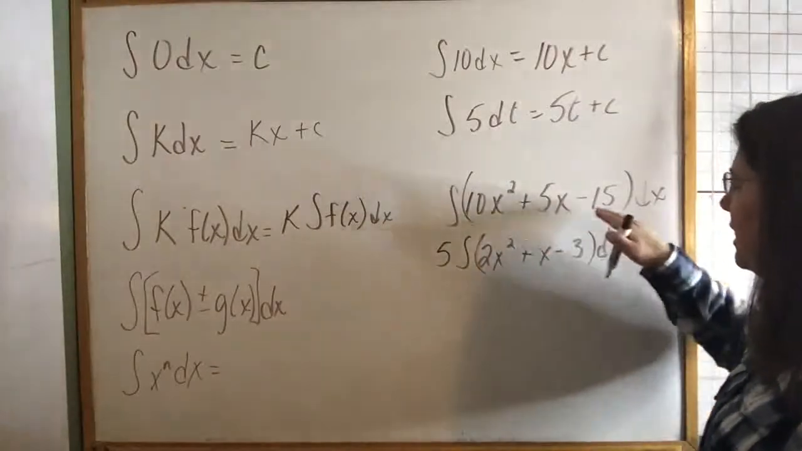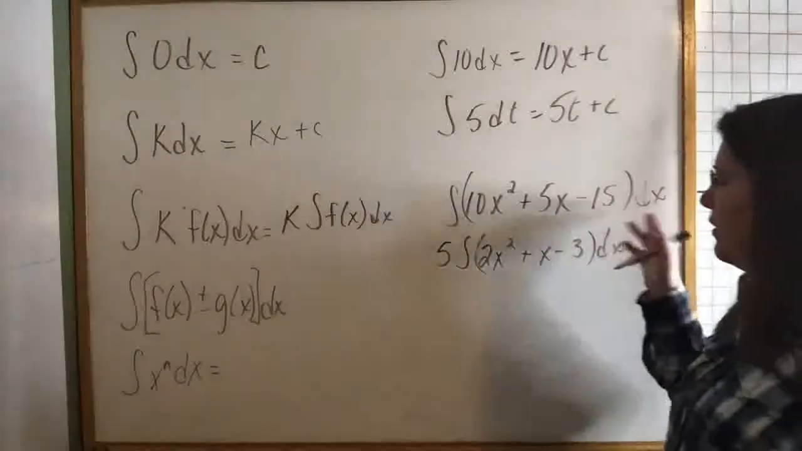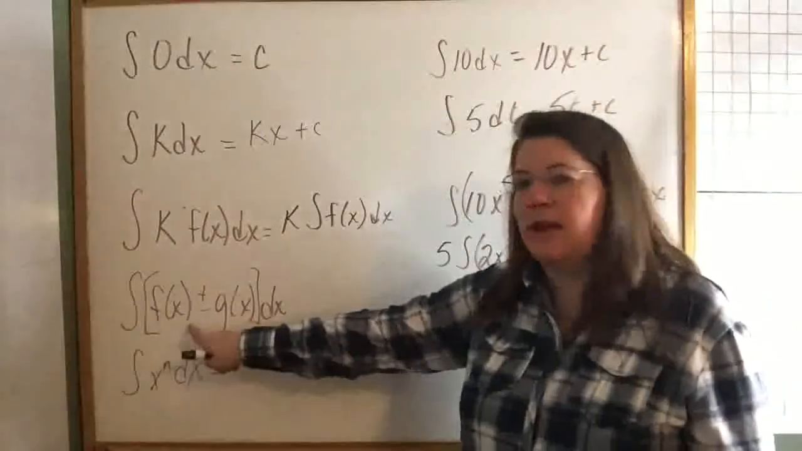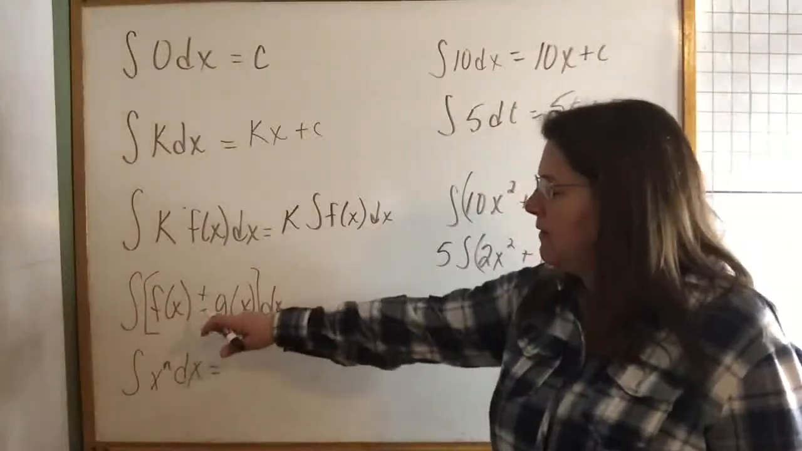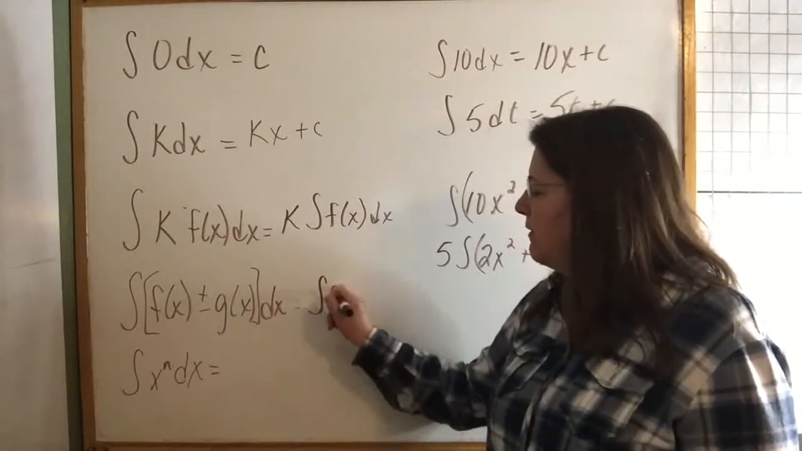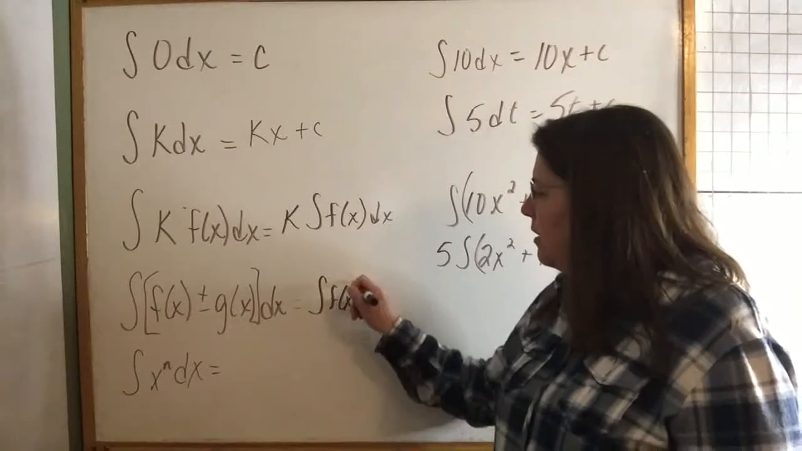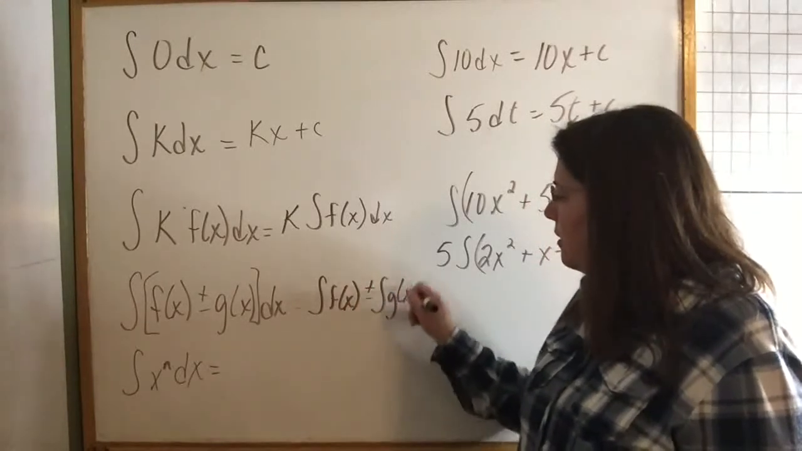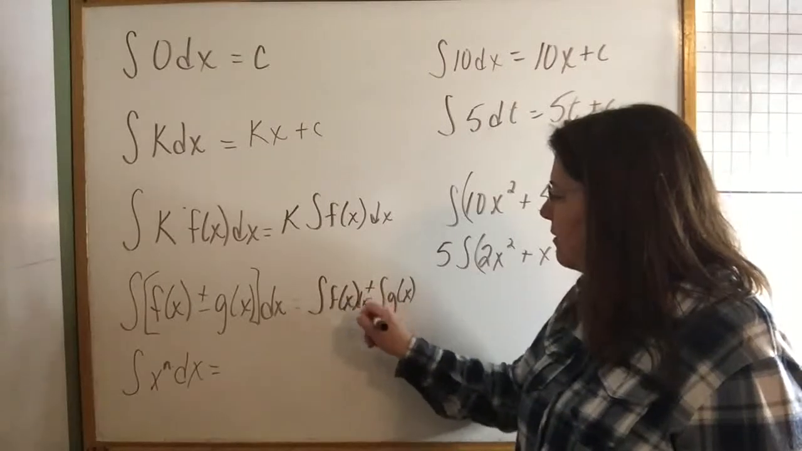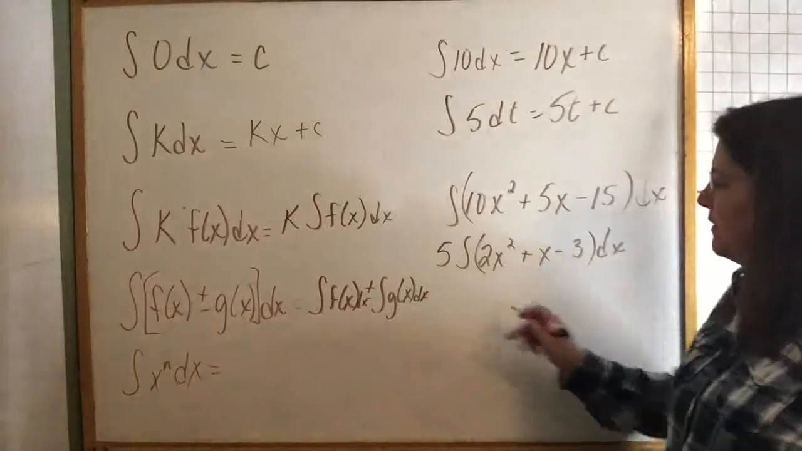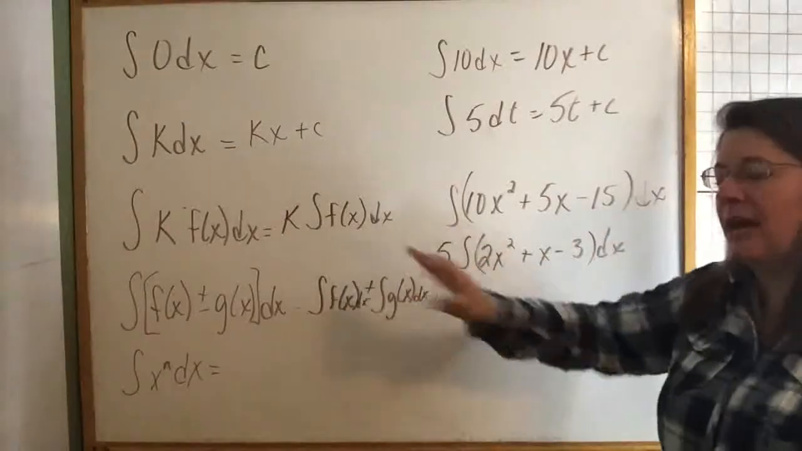If we have a string of different functions together, they can be taken the derivative of separately, and that's kind of where this property comes in. The antiderivative of f of x plus or minus g of x, that's the same thing as the antiderivative of f of x plus or minus the antiderivative of g of x. And both of these would have a dx with them. So that's what we're doing here. We're going to take the antiderivative of each of these separately. I've just brought the 5 out first.